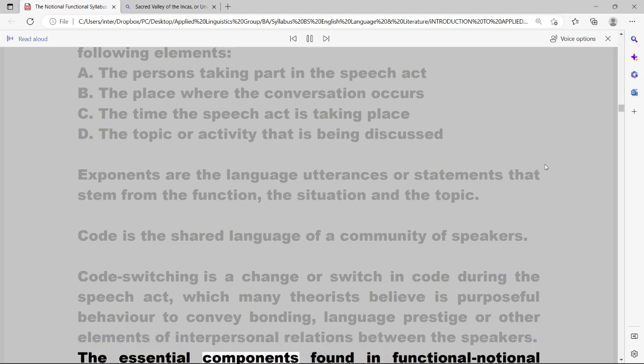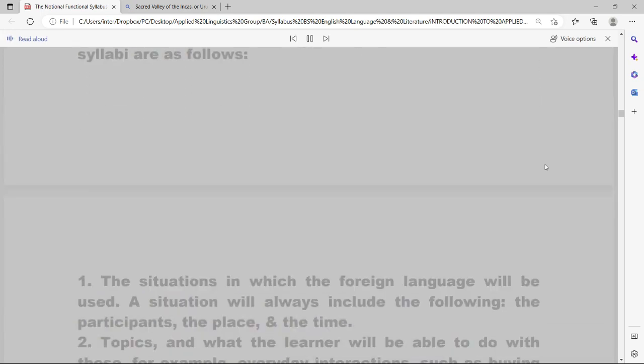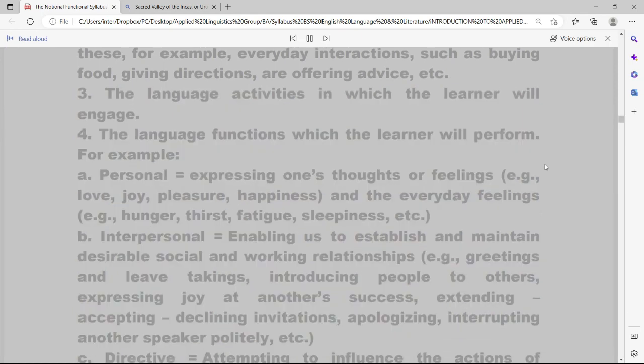The essential components found in functional notional syllabi are as follows. 1. The situations in which the foreign language will be used. A situation will always include the following: the participants, the place, and the time. 2. Topics, and what the learner will be able to do with these, for example, everyday interactions, such as buying food, giving directions, or offering advice, etc. 3. The language activities in which the learner will engage.